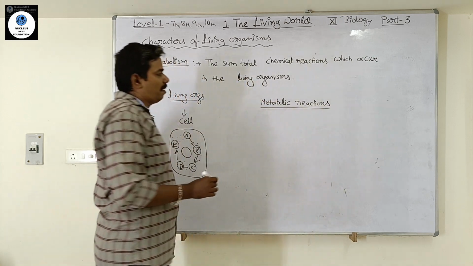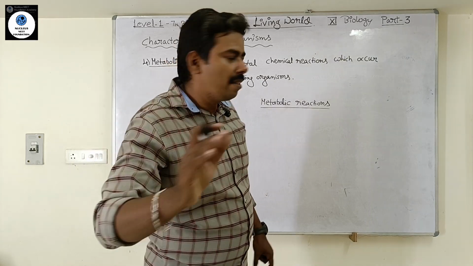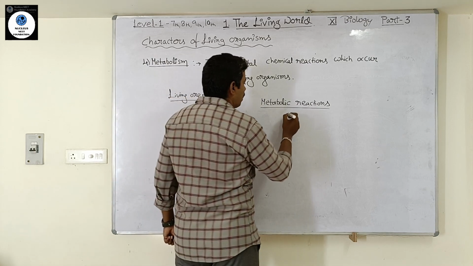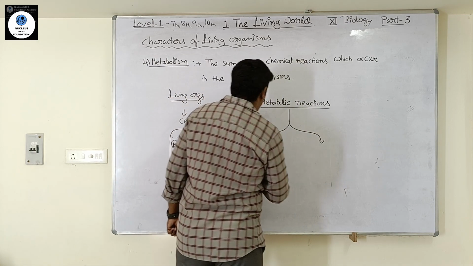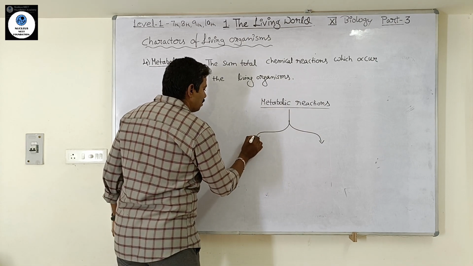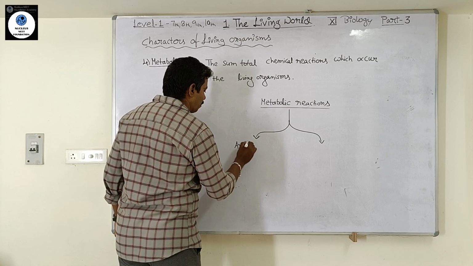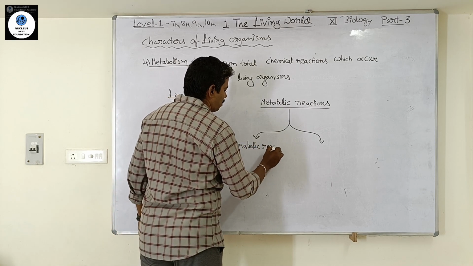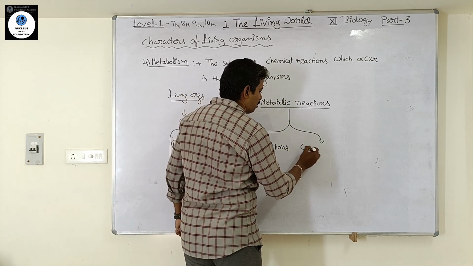What are metabolic reactions? The chemical reactions which occur inside the living cells are called metabolic reactions. The metabolic reactions are of two types: anabolic reactions and catabolic reactions.